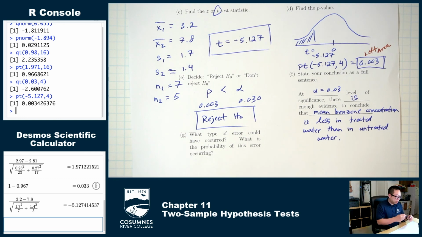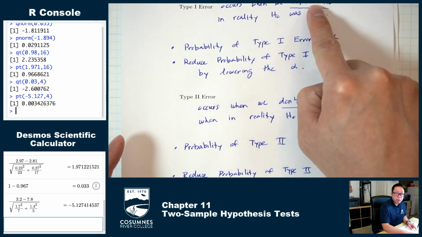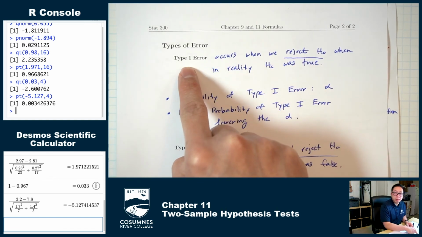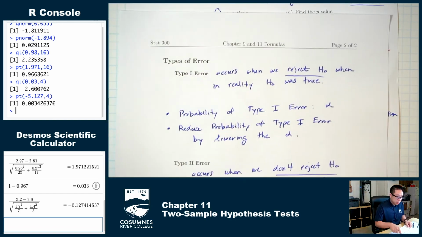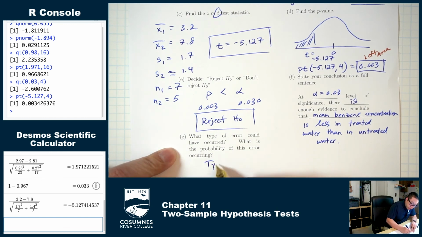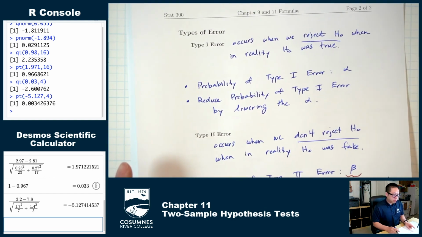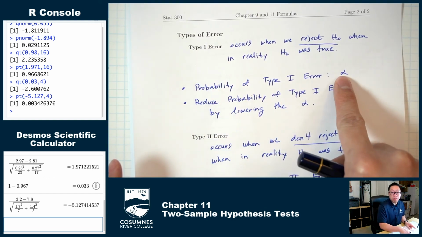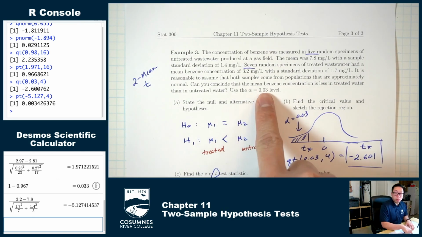Part G, what type of error could have occurred? Okay, this is either a type 1 error or a type 2 error. Anytime you reject, you could be making a type 1 error, right? Anytime you don't reject, you could be making a type 2 error. So because we rejected, we could be making a type 1 error. So this is a type 1. And then the probability of a type 1 error is the alpha. So our alpha here is 0.03.